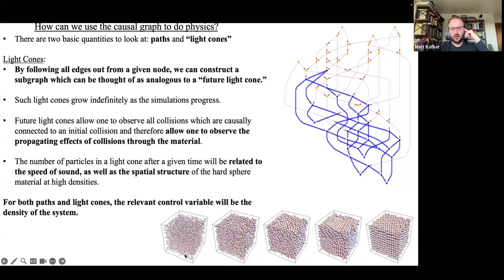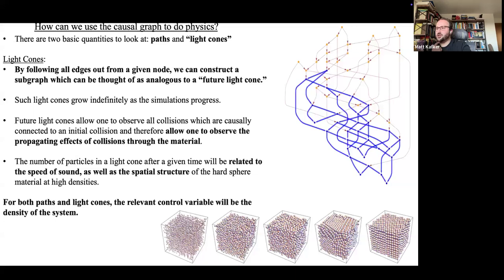But I also want to give you an indication of the kind of study that we're going to be doing. So on the bottom of the page here, we have a bunch of hard spheres, and we're increasing the density as we go from left to right. So that's the relevant control variable to the system. There aren't really that many knobs that you can turn to try to get something interesting happening apart from the pressure. So that's what we're going to do. We're going to increase the density, and we're going to look at these causal graph inspired quantities, and then we're going to see what happens.